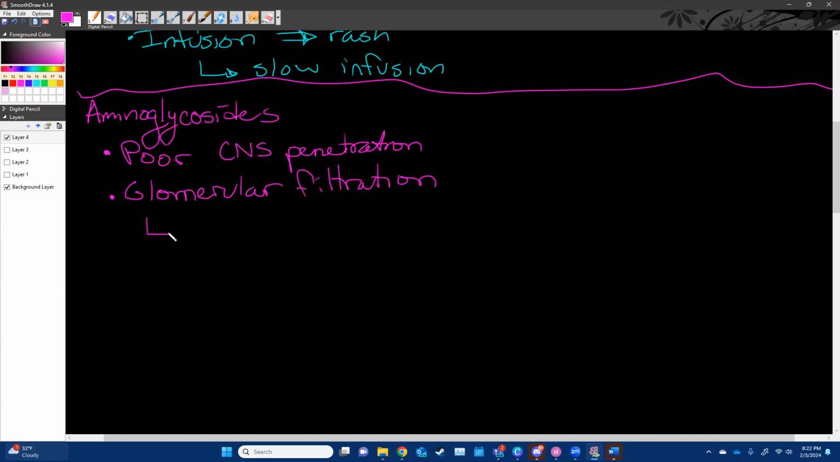So, what is going to be one of the major ways that we monitor aminoglycoside activity? GFR, or creatinine clearance as well. I think GFR is the bigger one, but I can't remember off the top of my head. It might be creatinine clearance. But essentially, what we're talking about is the filtration capacity of the glomerulus.